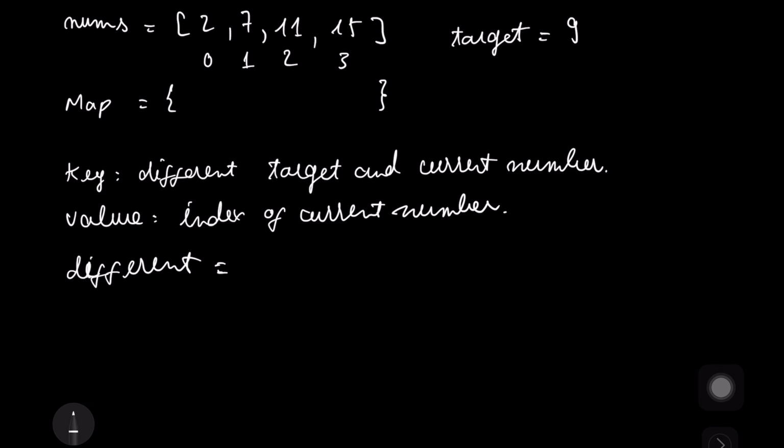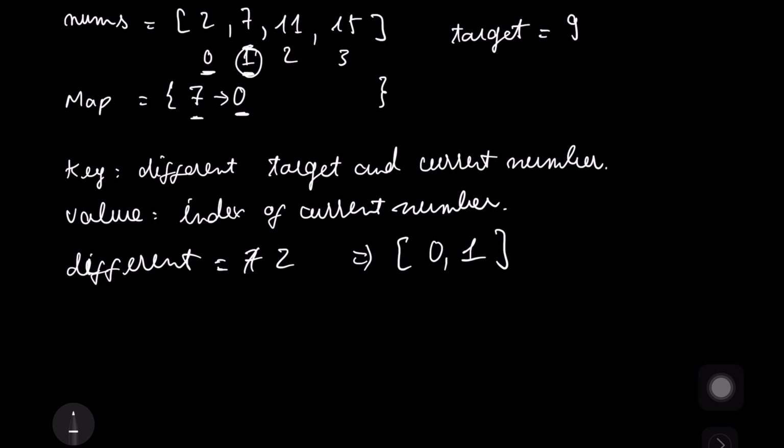First of all, when we go to the first element, 2, and the target is 9, the difference is 7, and we didn't see any 7 inside our map, so we put 7 into the map, matching with the index of the current number, which is 0. Then we have the number 7 here, and the difference between the target and 7 is 2. We also see that 7 is already inside the map. So we know that 2 and 7 add up to the target 9, and we just return the array of 0 and 1.